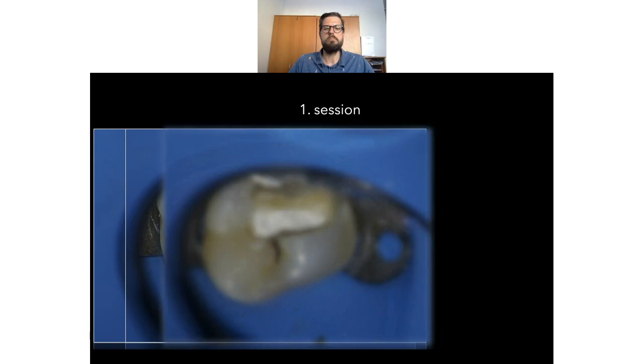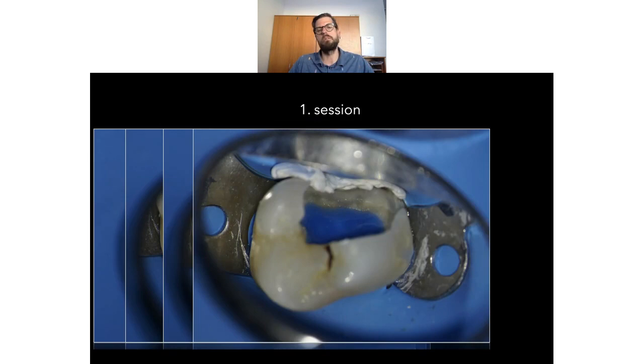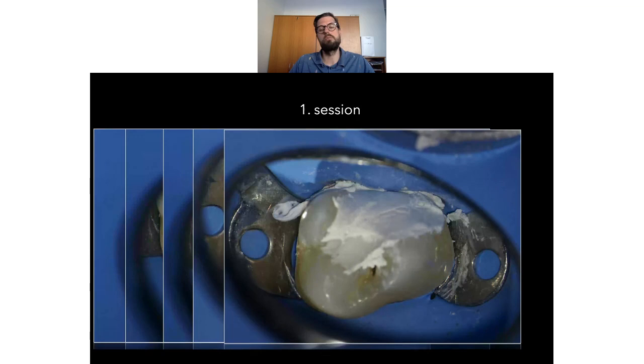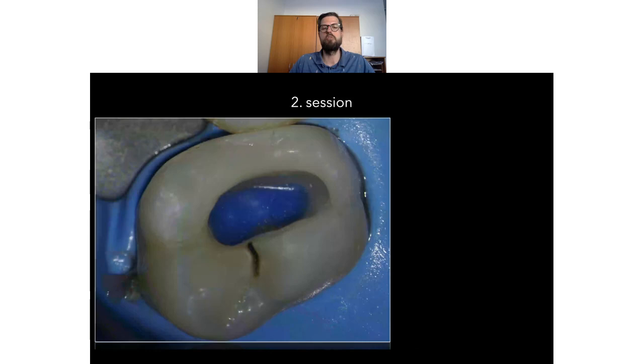So I put some Teflon tape here, and I will take my all-in-one, the Optibond Universal, and I will etch it. I will bond it, and I will take my blue flow, and I will cover the pulp chamber. And now I can, for example, take my Cavit and some temporary filling and put it like this, and remove the dental dam, and I'm sure that no infection is coming into the pulp chamber until the patient comes to the second session.